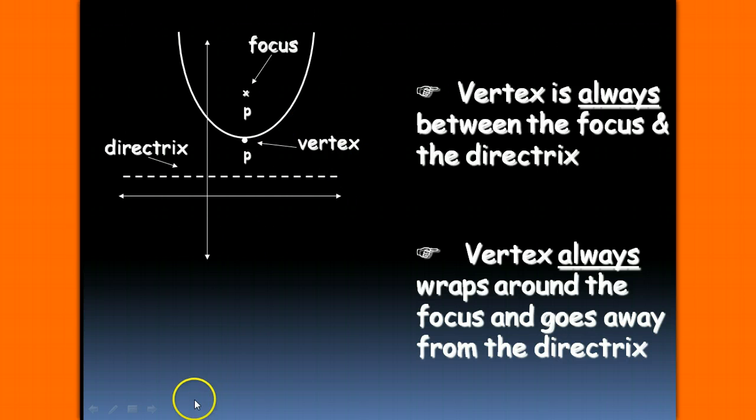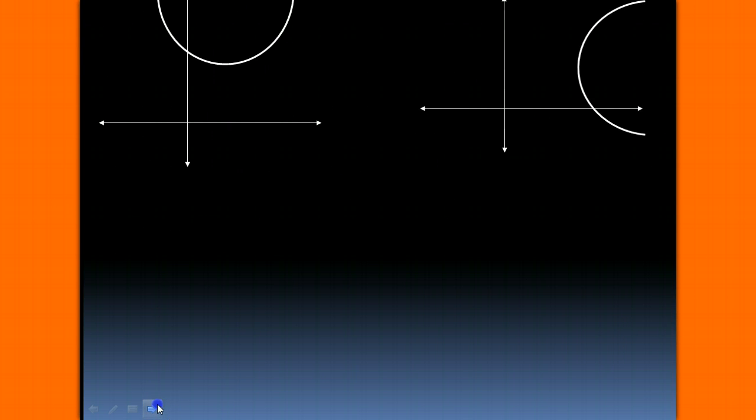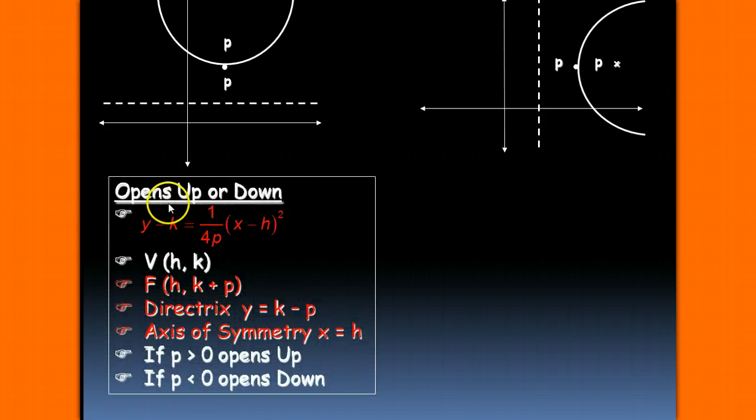Alright, the next thing we're going to need to do is go through some terminology with these parabolas. There's two main types of parabolas. We have this one, which is the opening up or down parabola. This is the formula that we'll use when we have the opens up and opens down parabola. We have y minus k equals 1 over 4p times x minus h squared. While it seems a little complicated right now, as we go through it, it should become more simple for you.